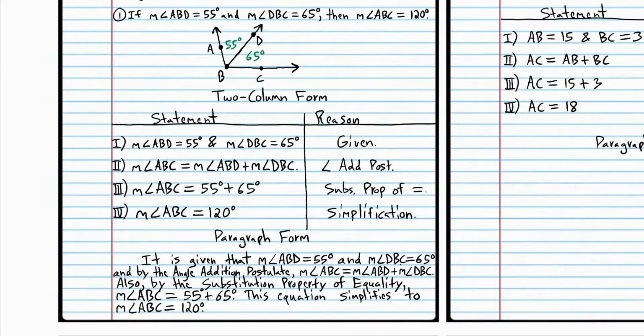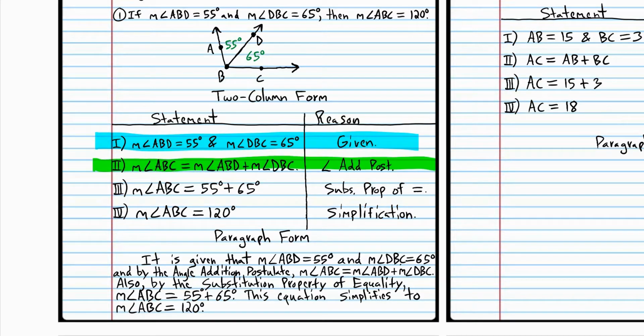So we're trying to show that this angle plus this angle is equal to 120. And so we start with the given information. This angle is 55 and this angle is 65. That's the given information, so I'm going to go ahead and highlight that. And then we go to the angle addition postulate. So that says that this angle plus this angle must be equal to the entire angle ABC.